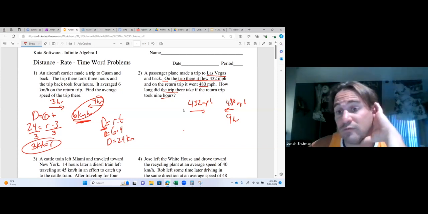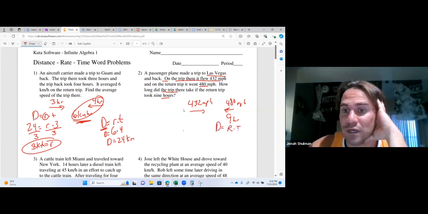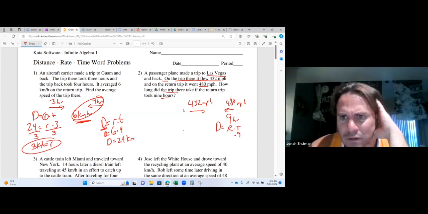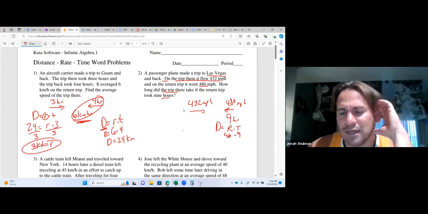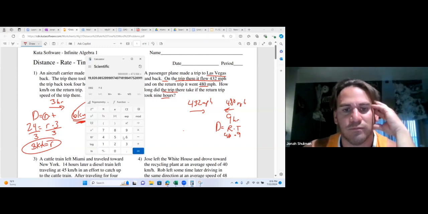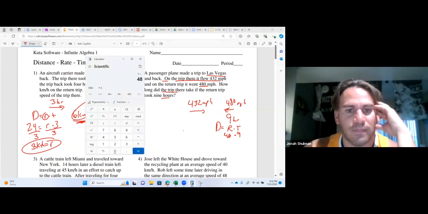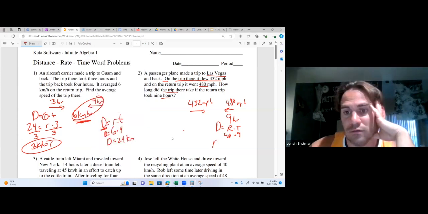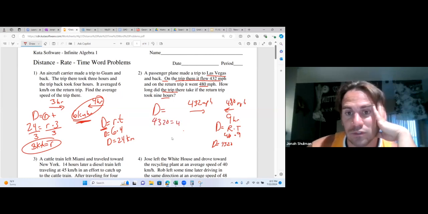Okay, so it seems like we don't have enough information, but we do. Distance equals rate times time. We have 9 hours on the return and 480 miles per hour, right? So 9 times 480 is the first part of this problem. That's 4320 miles. Now we can do this one because the distance matches. So 4320 equals the rate, which is 432, times time. We just divide this. It just has a 0 there, and the time is 10.